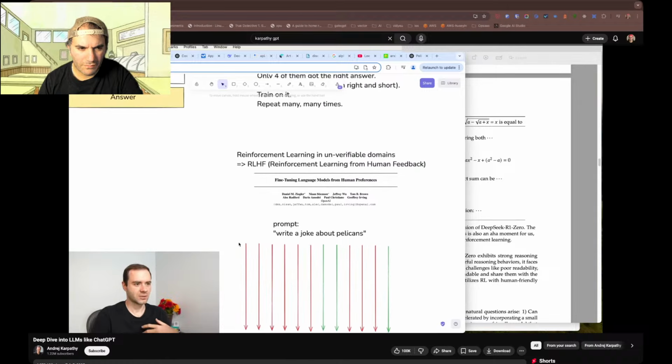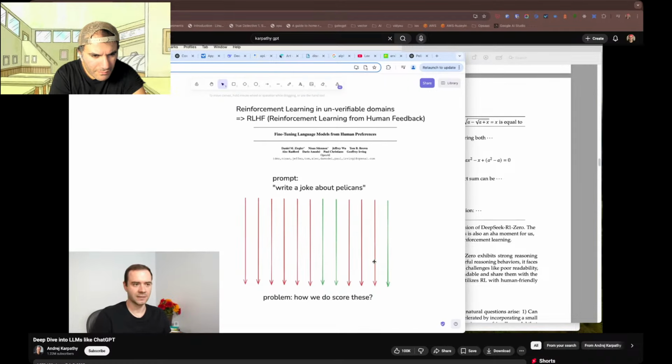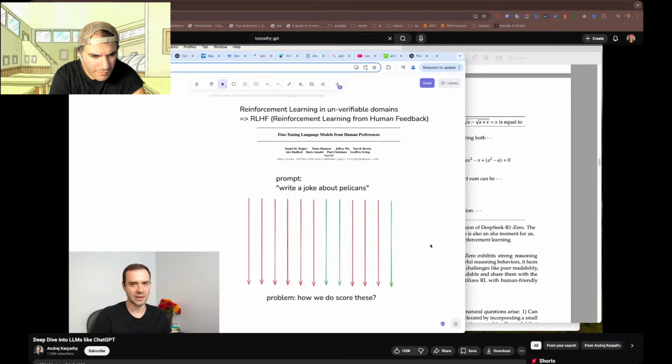And one solution to this was proposed in this paper that introduced what's called reinforcement learning from human feedback. This was a paper from OpenAI at the time, and many of these people are now co-founders in Anthropic. And this proposed an approach for basically doing reinforcement learning in unverifiable domains. So let's take a look at how that works.